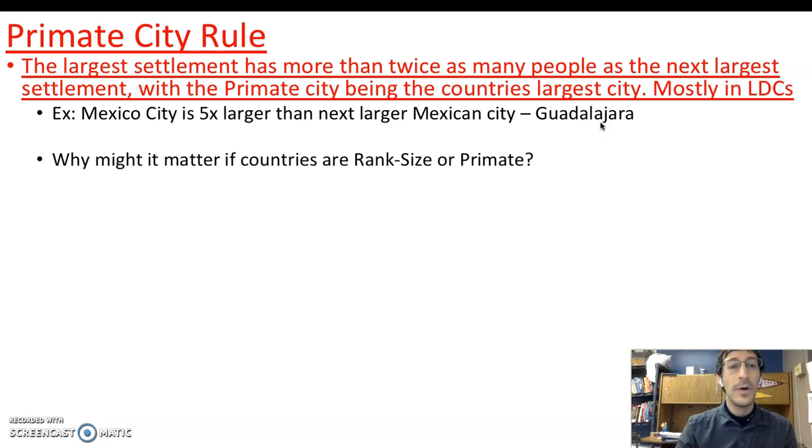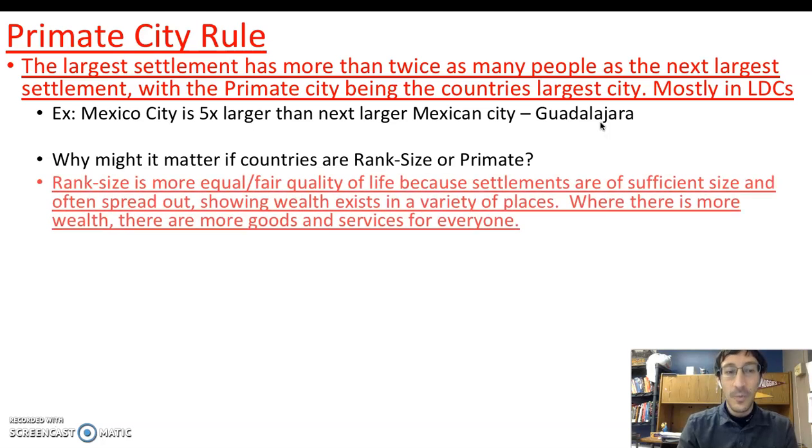Okay, so why does this matter? Why does rank size or primate city actually matter when we talk about this? Is it just kind of a cool thing, or what's the issue here? Well, rank size is considered to be more equal, more equitable, more fair in terms of quality of life because the settlements are of sufficient size and often more spread out, which shows that wealth exists in a variety of different places throughout a given country or region of a country.